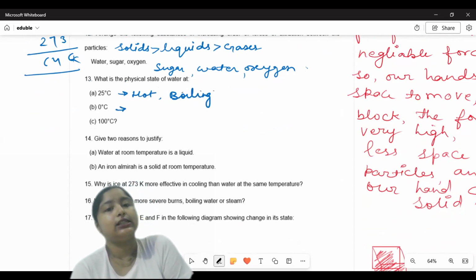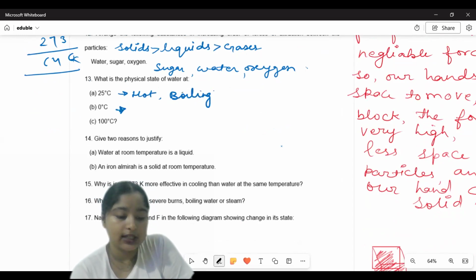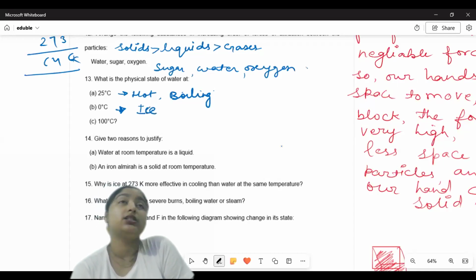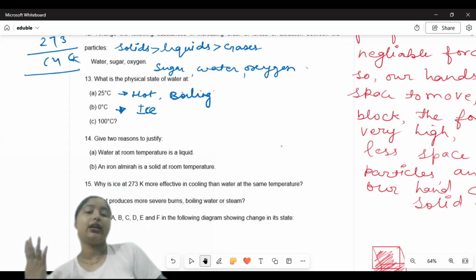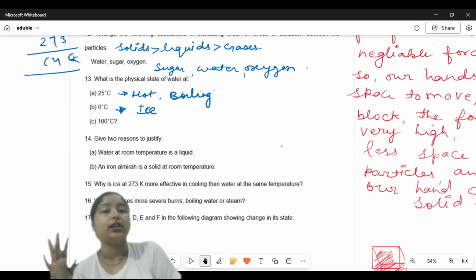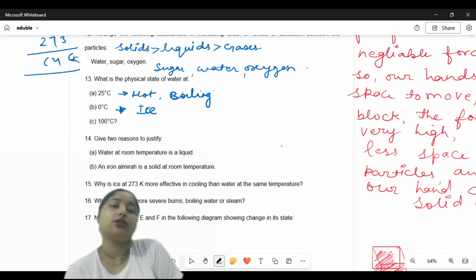Now 0 degrees Celsius, it will obviously be ice, right? If it is ice, it will be ice only. It will maintain its temperature because water freezes below 0 degrees Celsius. So that is why at 0 degrees Celsius you can see it will maintain its shape of ice.